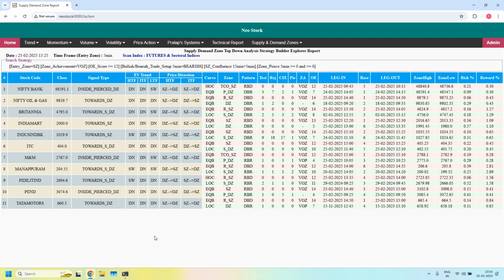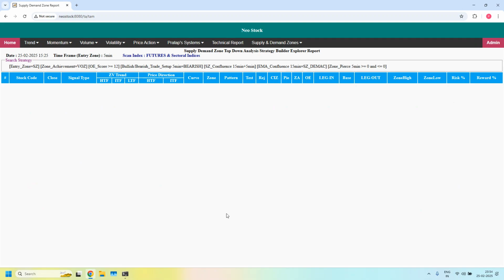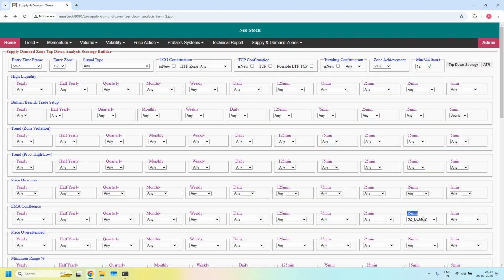If any of these 15 minute supply zones are having daily EMA Confluence, we may get more success for those zones. Let's verify. EMA Confluence, 15 minutes time frame. I'm checking 15 minute supply zone having daily EMA Confluence. So none of those 15 minute supply zones are having EMA Confluence. Fine. Next we will look into LTF, ITF, HTF supply zone Confluence.